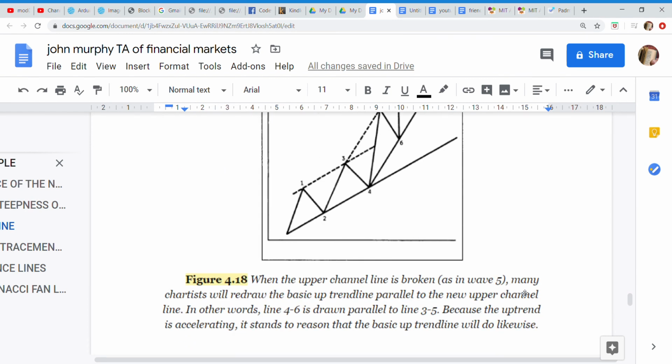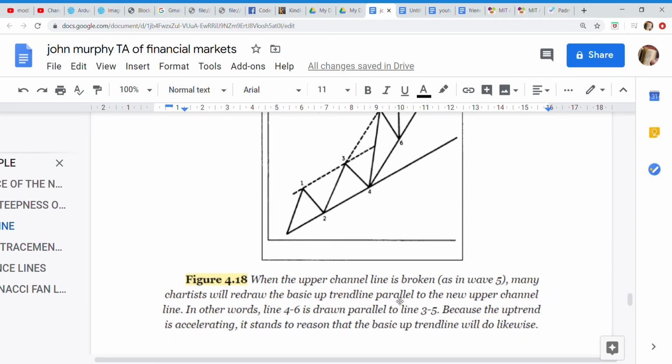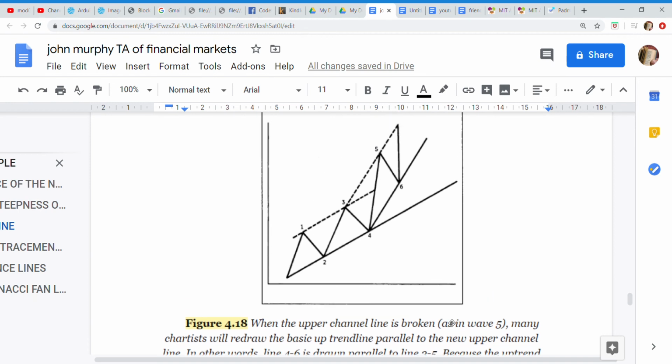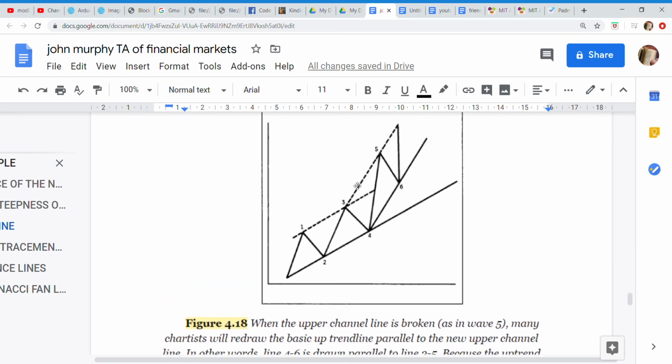So these are accelerating channels. Let's read this. When the upper channel line is broken, as in wave 5, many chartists will redraw the basic uptrend line parallel to the new upper channel line. In other words, line 4 to 6 is drawn parallel to line 3 to 5. Because the uptrend is accelerating, it stands to reason that the basic uptrend line will do likewise. So it is now broken, then this will be considered as a resistance now, and here it forms another trend line.